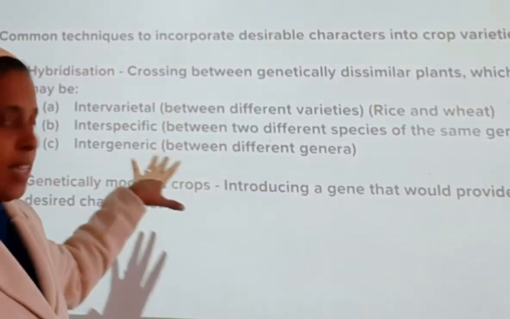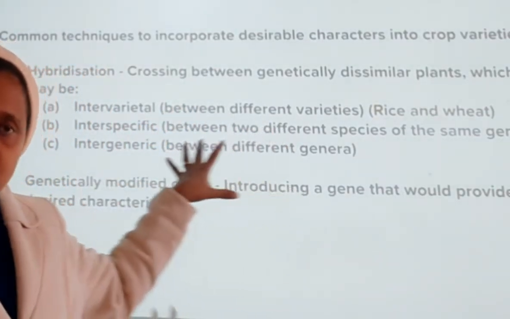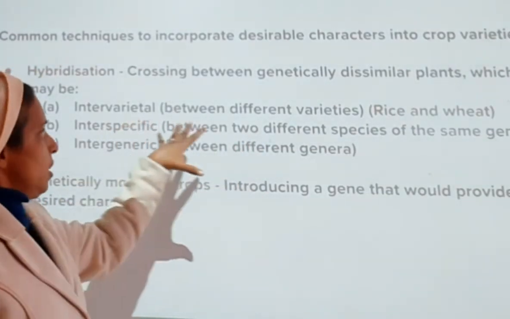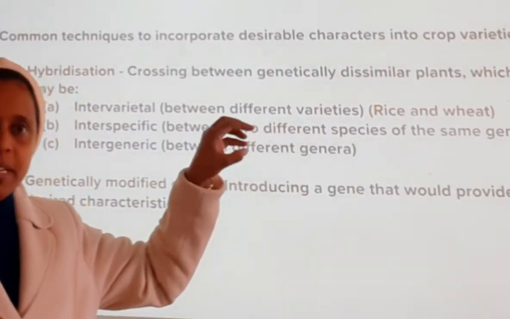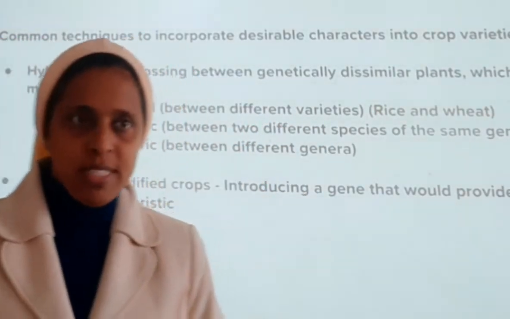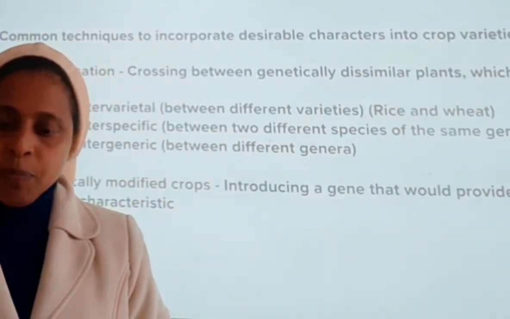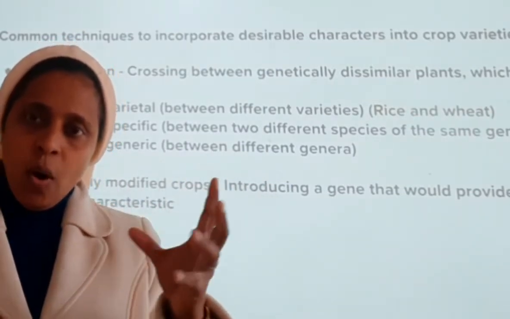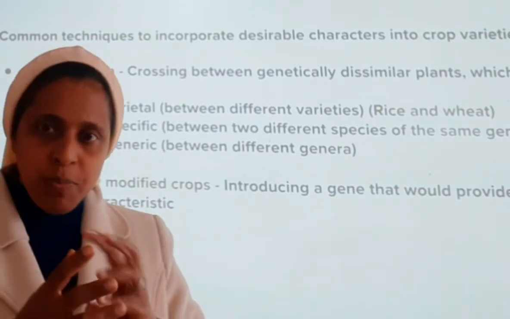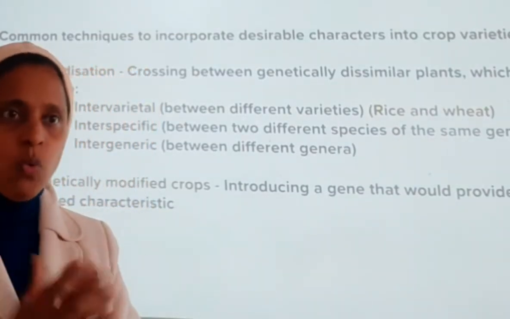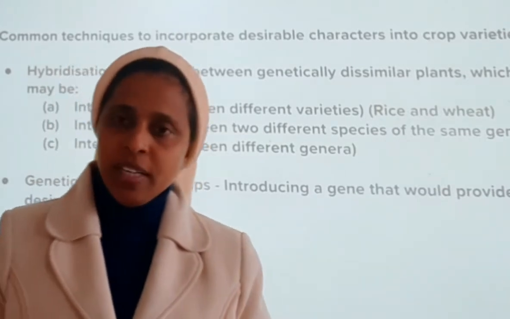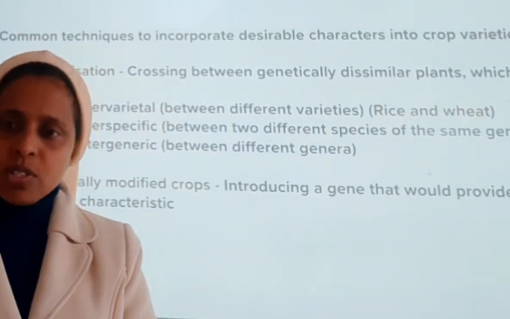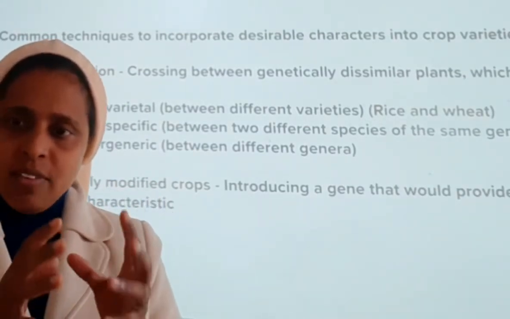So that's what we do in the hybridization technique. Three different categories are used in hybridization. What are they? Intervarietal, interspecific and intergeneric. In intervarietal, between different varieties, like rice and wheat, two different varieties we are using here. In interspecific, two different species, like we know that plenty of mangoes are there, and we will be combining two species of mangoes and thus producing a new combination. Then intergeneric, between different genera, completely different from each other, just going outside the box. And we will be doing the crossing over and there will be a new combination.